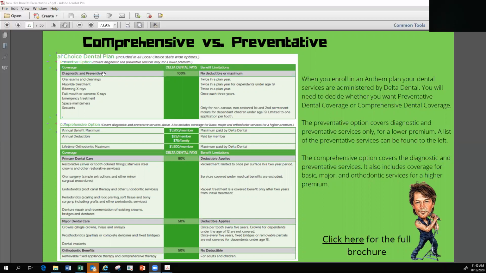The comprehensive plan, which is down here, does cost a little bit more every month and does have a small deductible, but it includes all these preventative services. And if you have any primary dental care things that happen, so again, cavity, chipped tooth, they're going to pay 80% of the cost, leaving you only 20%. Major dental is 50%, leaving you 50%, and then there is some orthodontic coverage. So when you're looking at the plans, just know that that's why there's a comprehensive and a preventative. And then I have this brochure here as well in the link.